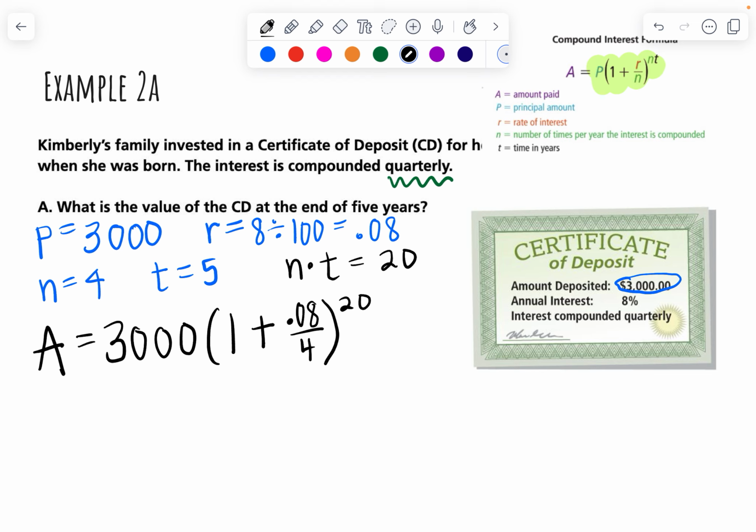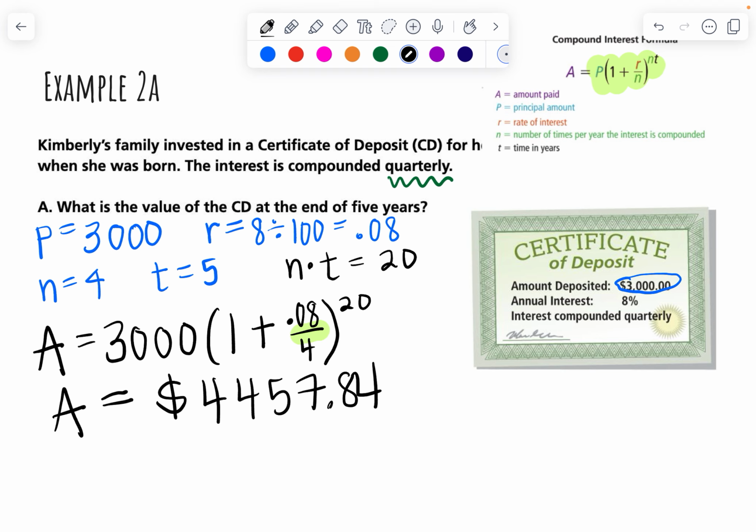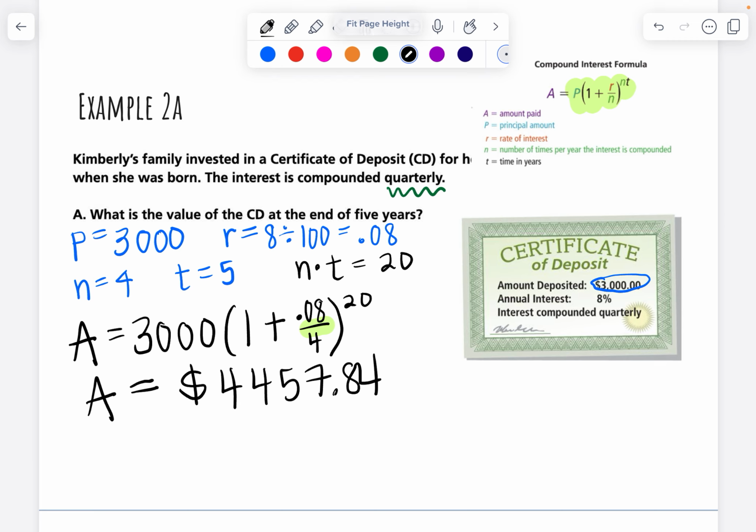If you put all of that in your calculator, remember that this fraction means divide. So you would do 3,000 parenthesis 1 plus 0.08 divided by 4 parenthesis to the power of 20. After 5 years, it would be worth $4,457.84. So that's not bad. Started with $3,000, and after 5 years, it's already up to $4,457.84.